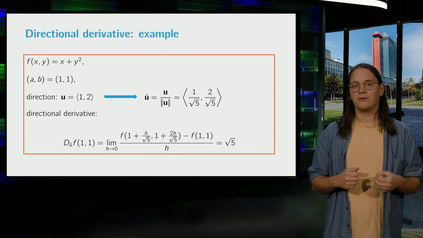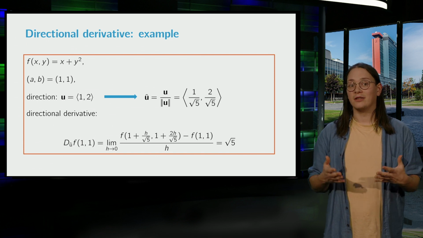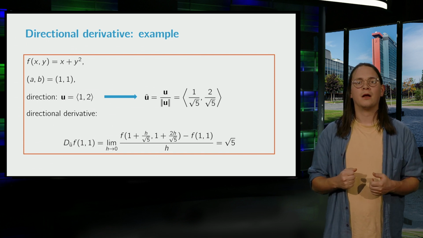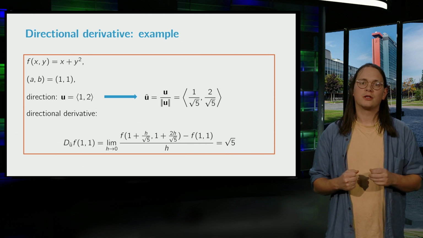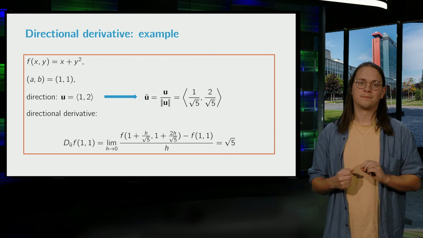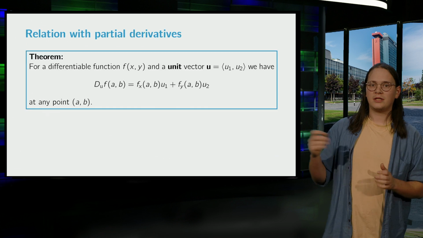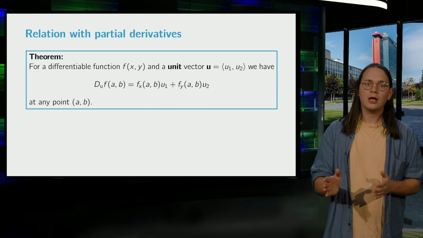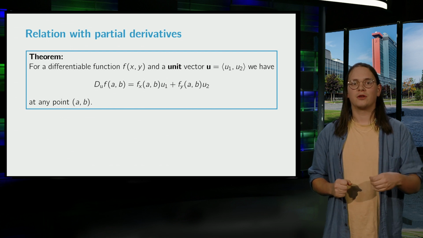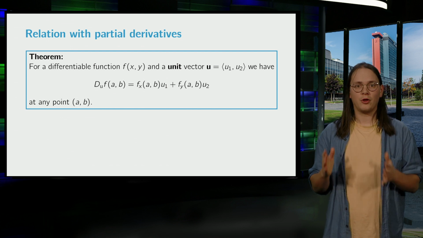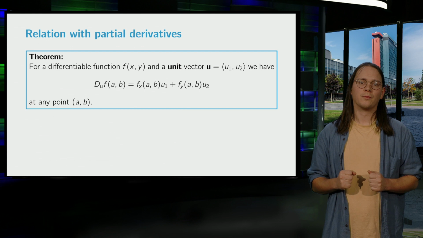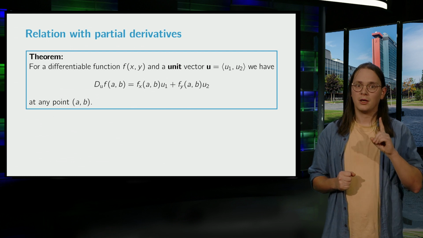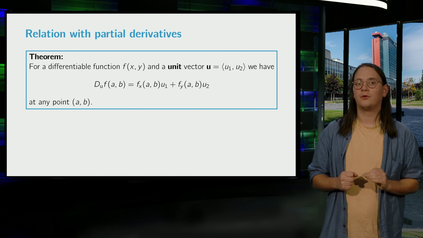Computing directional derivatives by using the definition directly is usually quite hard. Luckily, there's a useful shortcut involving the partial derivatives. As you can see on the slide, the directional derivative in the direction of the vector u is given by the sum of products of the partial derivatives with the corresponding entries of that vector u. Be careful, however, you still need that vector u to be of unit length.